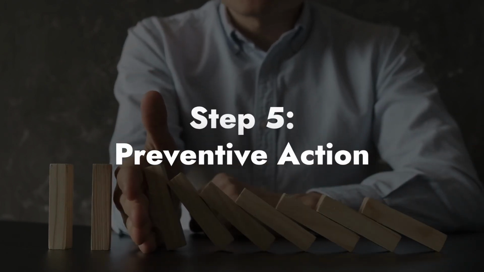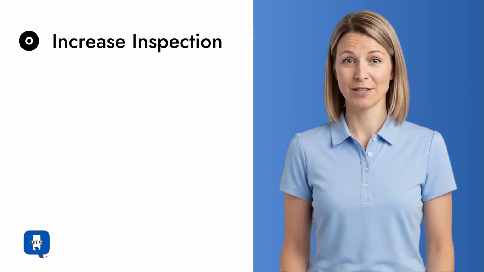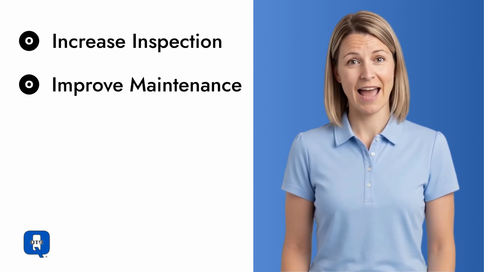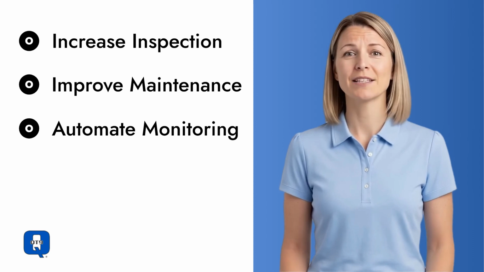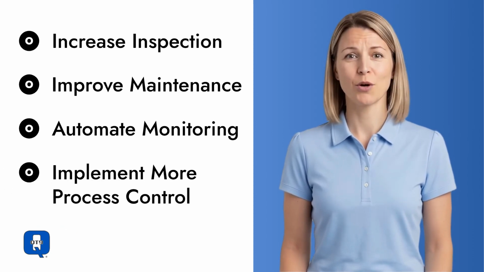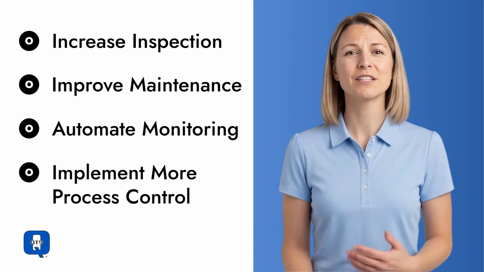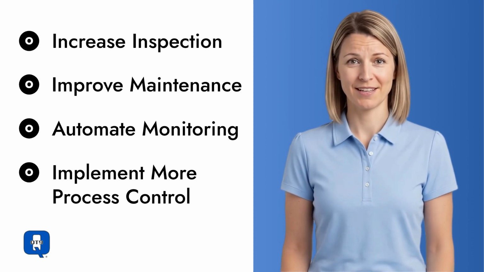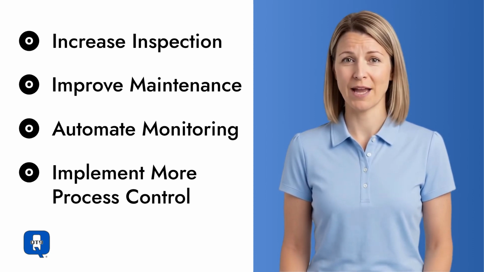Step 5 is preventive action. The next step is preventing similar issues from happening again. Preventive actions focus on reducing future risk and strengthening the quality system. The company might increase inspection frequencies, improve maintenance schedules, add automated monitoring, or implement additional process controls. Corrective actions solve today's problem. Preventive actions help avoid tomorrow's problem. Together, they create a stronger and more reliable process.